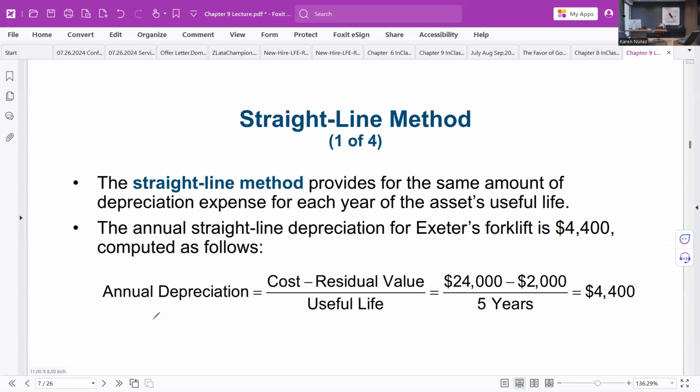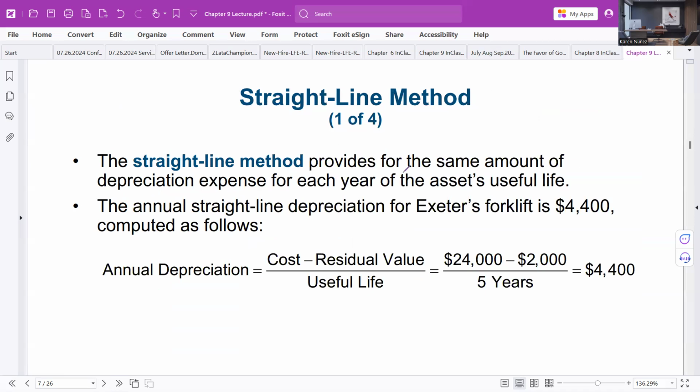Let's start with the straight line method. The straight line method provides the same amount of depreciation expense for each year. Straight line, that's kind of an indication of the way the method works. It's a straight amount each year over the life of the asset.